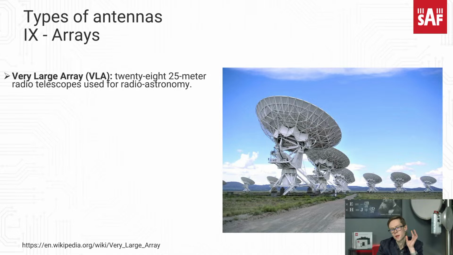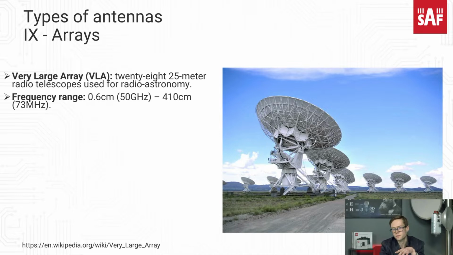This is a 25-meter radio telescope array used for radio astronomy. And this is one of the largest sites, the largest objects of this type. The other very significant object like this is placed in the UK. It's called Merlin, another one. But this one is called the Very Large Array, or VLA.